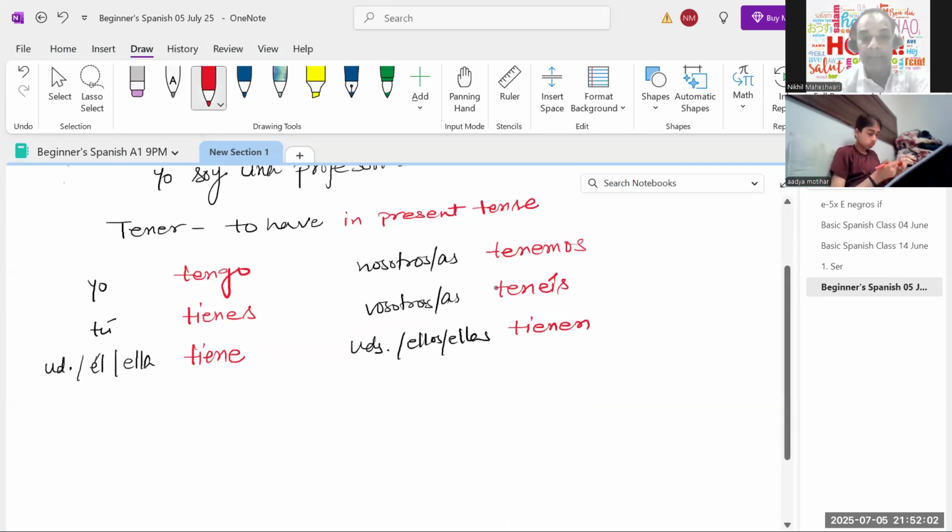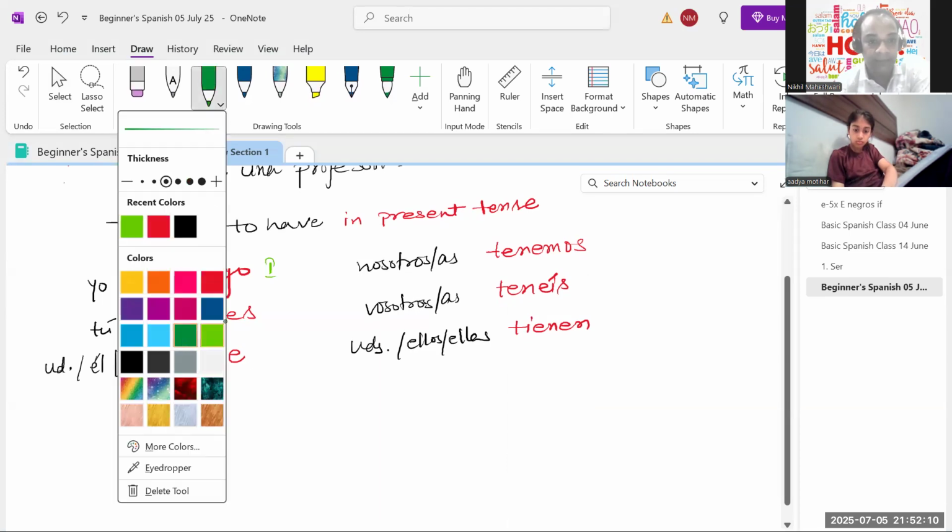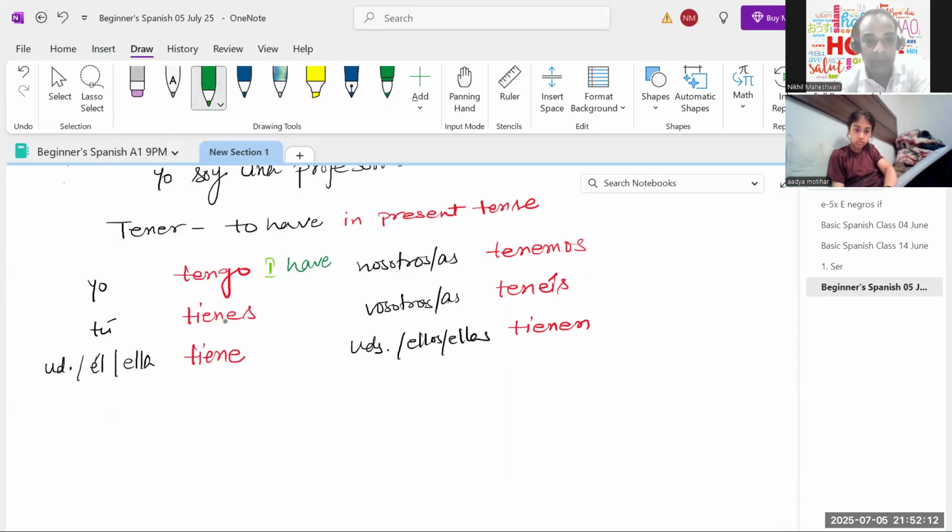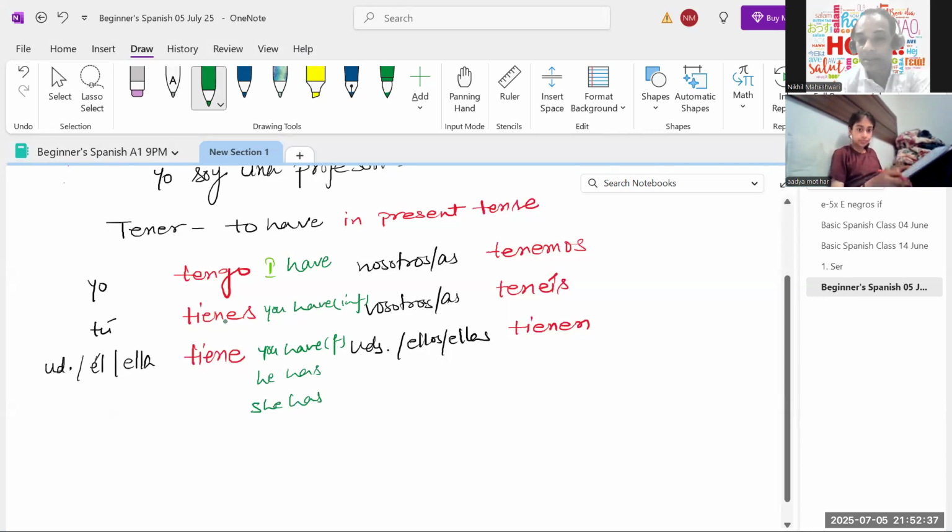What do they mean? So they mean I have. You have, that is informal. Now, usted tiene, él tiene, ella tiene. Usted tiene means you have, formal. Él tiene means he has. And ella tiene means she has. Does that make sense?